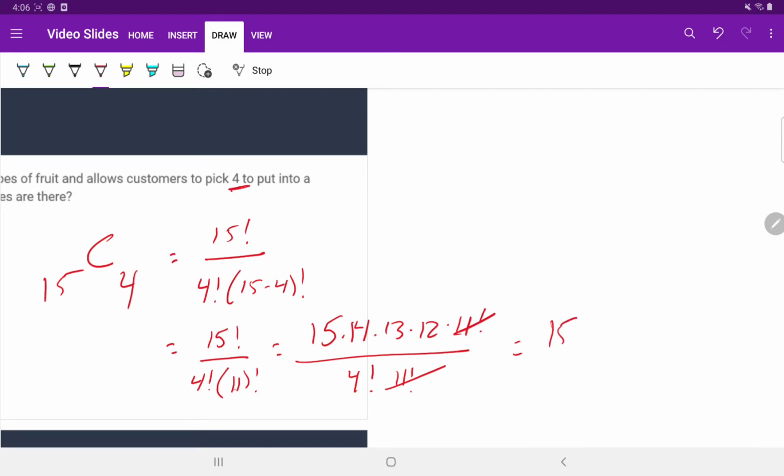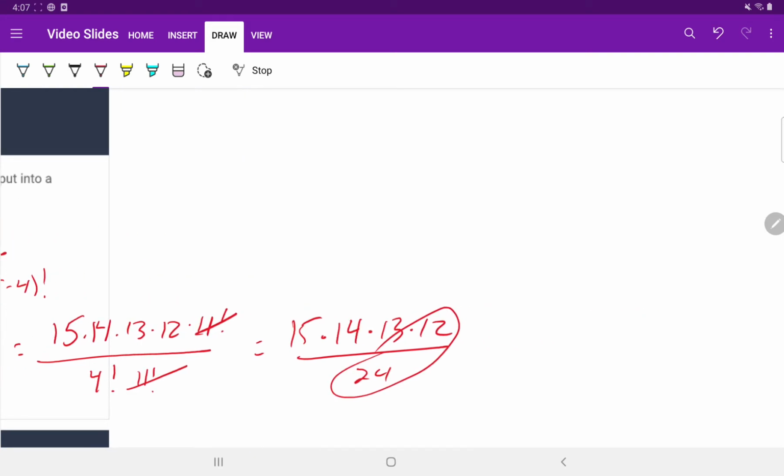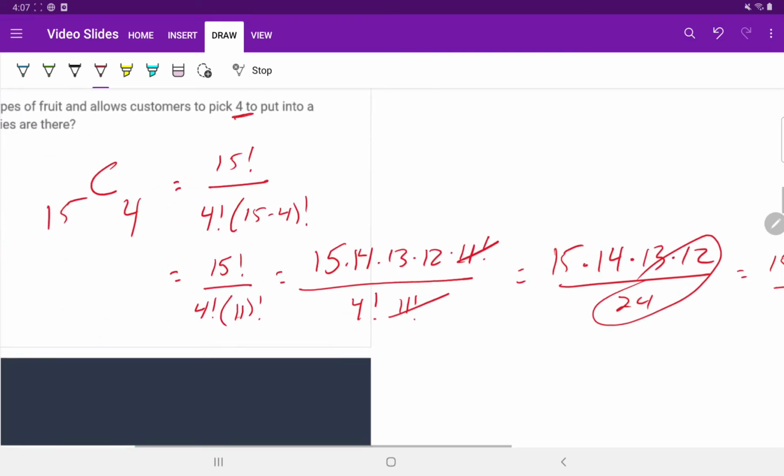So let me write this out as I'm saying things. So what I'm saying is this 12 and this 24 here, I can view that as a fraction unto itself and just write it as a half. So I can view this as 15 times 14 times 13 all over 2, i.e. 1 over 2. And then the 14 and the 2 can divide into each other. So I'll get 15 times 7 times 13 as a final answer.